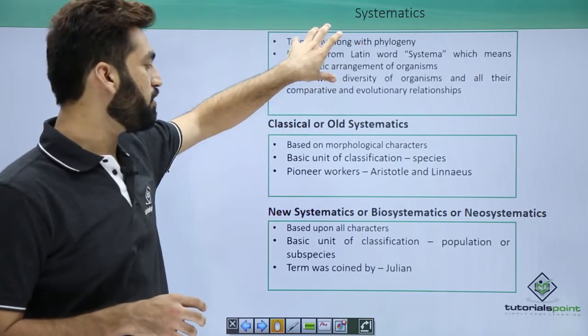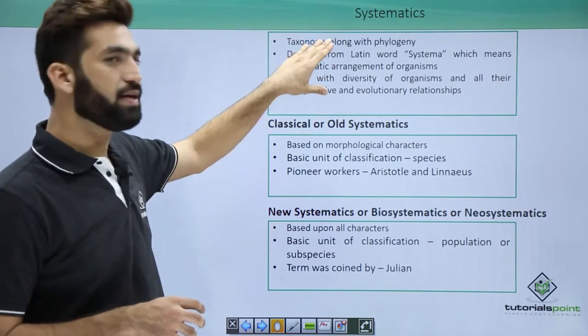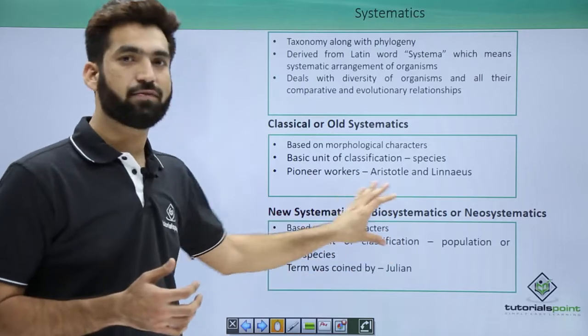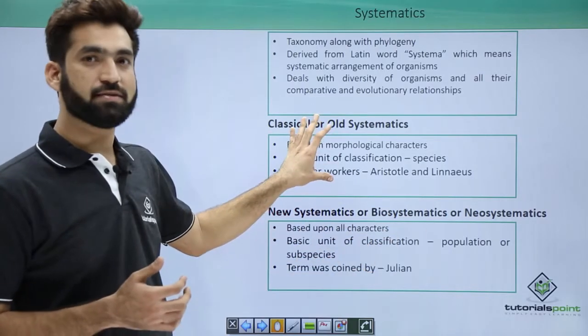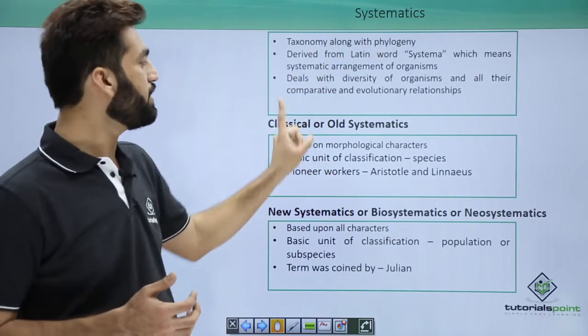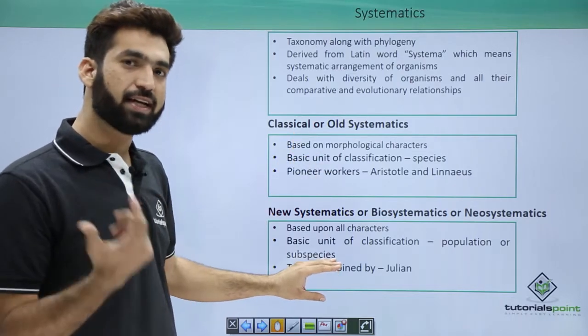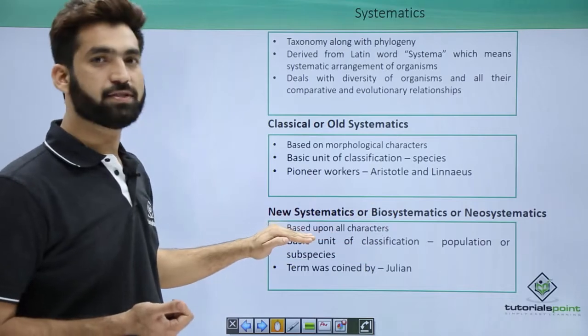Like when you talk about taxonomy, it can be morphotaxonomy or it can be taxonomy which comprises all characters. So taxonomy, which is morphotaxonomy, plus phylogeny is classical systematics. Taxonomy, which comprises all the characters, plus phylogeny is neo-systematics.